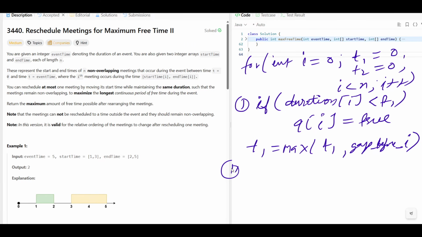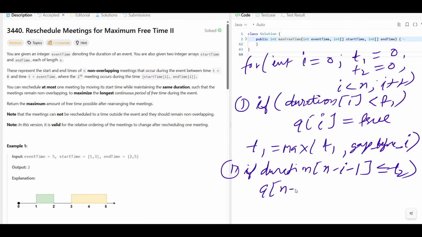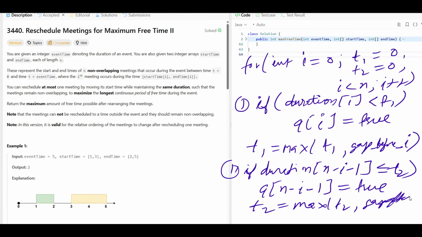Similarly, we'll make another condition, and we'll check if duration at n minus i minus 1, I'll explain that, is less than or equal to t2, it means we will put what? Queue at n minus i minus 1, and we'll mark it as true, right? And similarly, we'll find t2 equal to the max, and we'll pass t2 and the gap after i. Before i, gap before i, and after i. Okay.